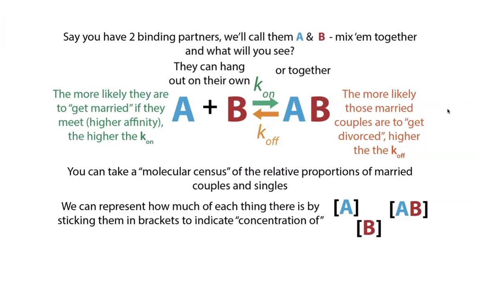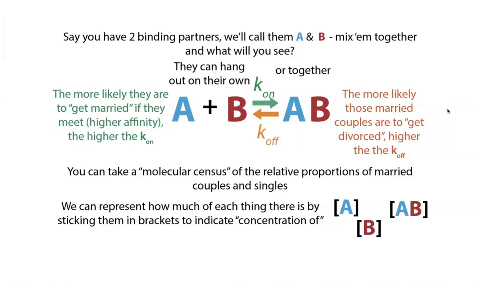Now, K on is going to represent how likely they are to actually get married if they bump into one another. So if they bump into one another, how likely are they to get married? You can think of this as kind of like that whole attraction at first sight.